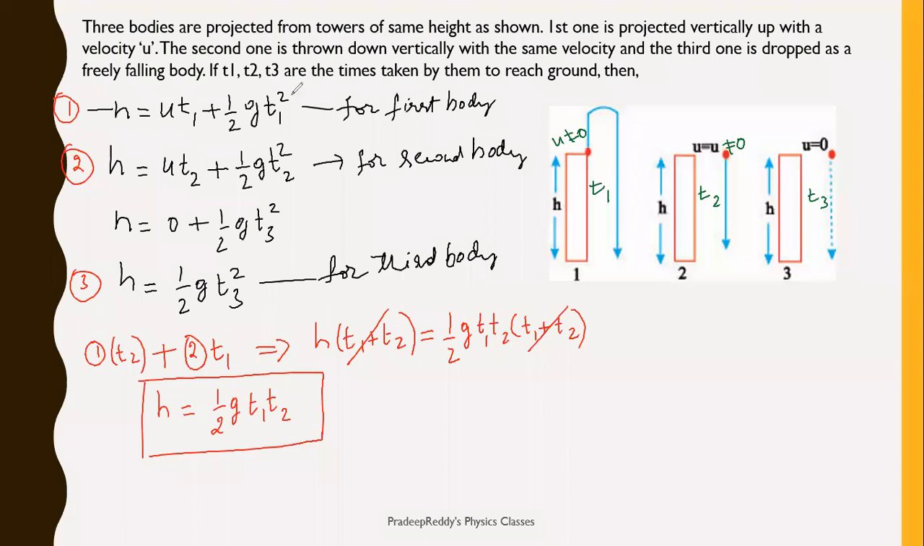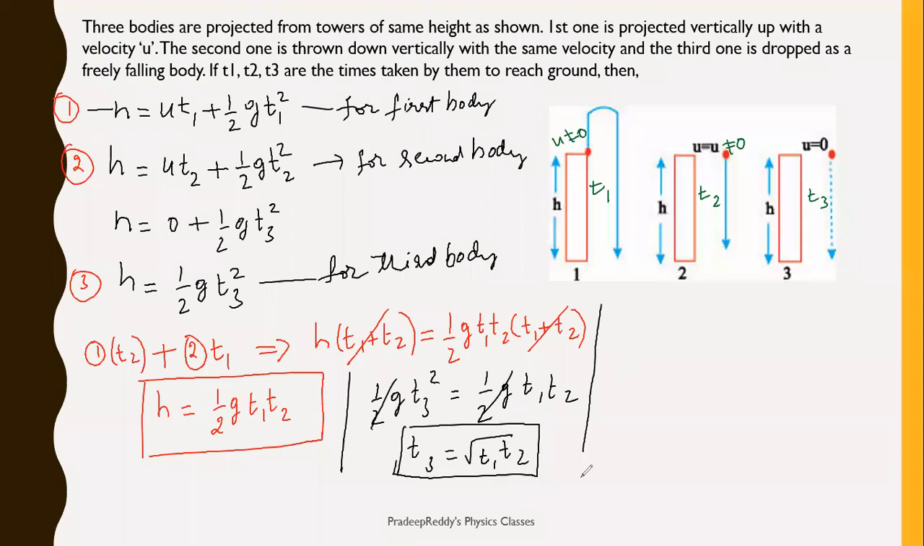So what I do is I'll multiply equation 1 with T2. Equation 2 I'll multiply with T1 and then add them. If you are adding them, you are getting H is equal to half g T1 T2, right? And already we have got equation 3, that is H is equal to half g T3 square. Just using that, half g T3 square is equal to half g T1 T2. Half g gets cancelled. T3 is equal to root T1 T2.